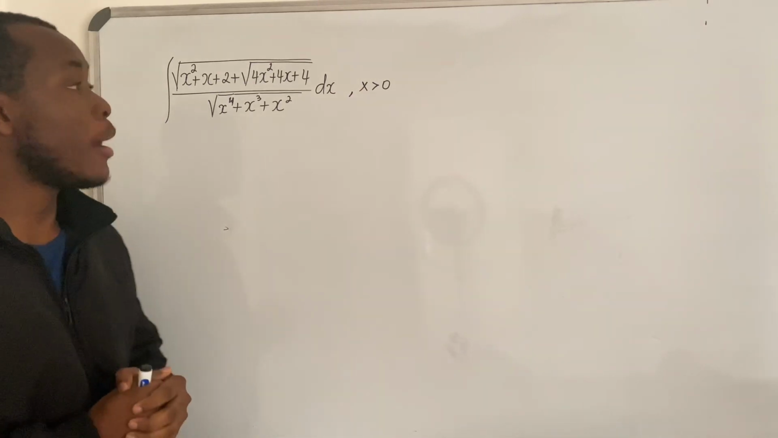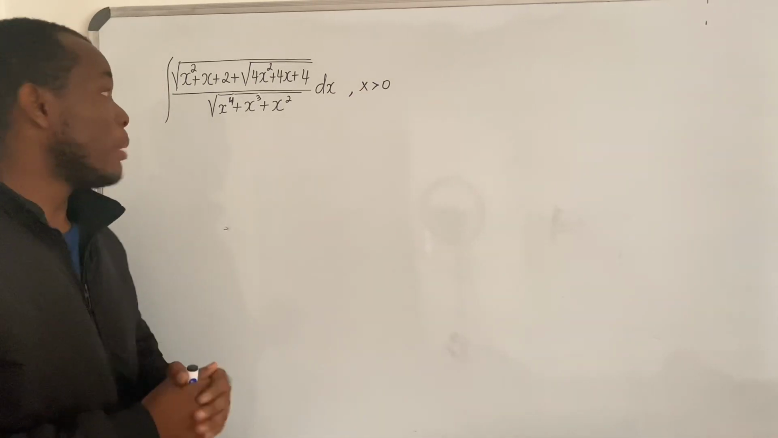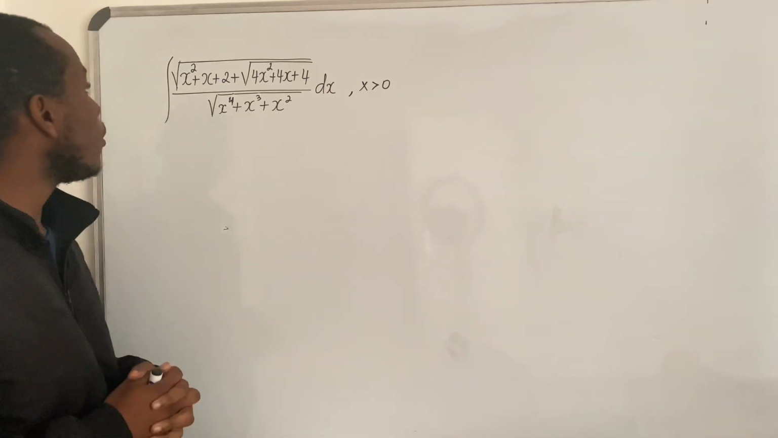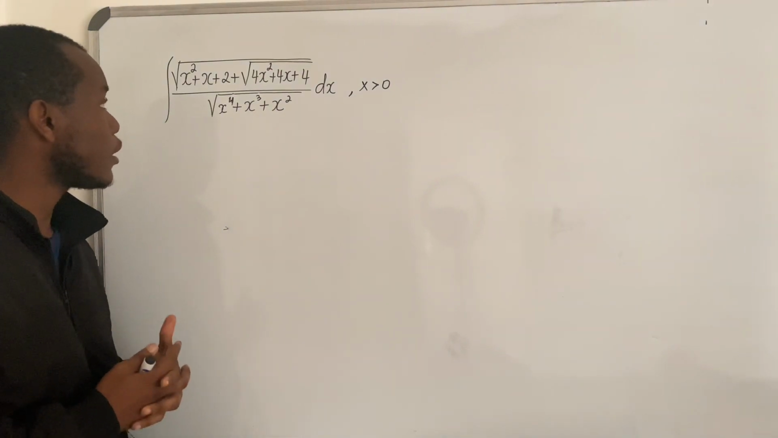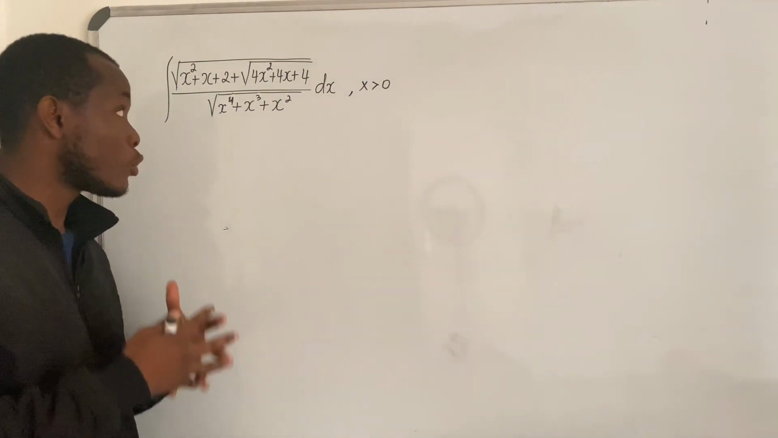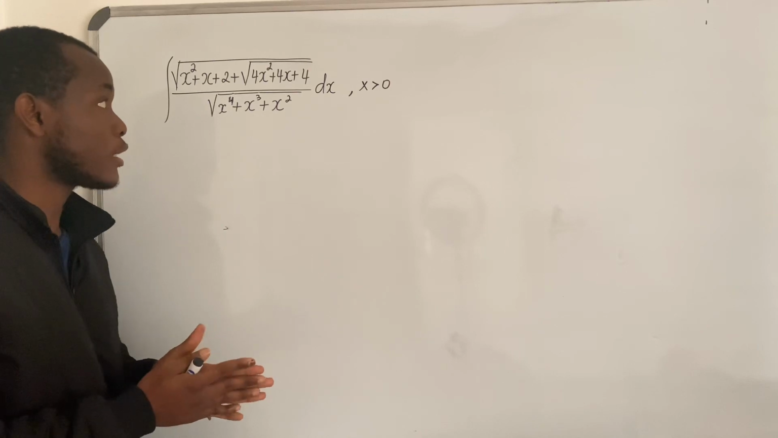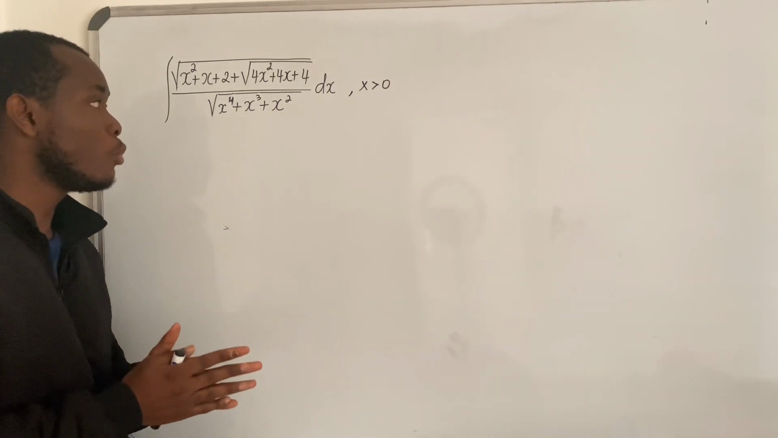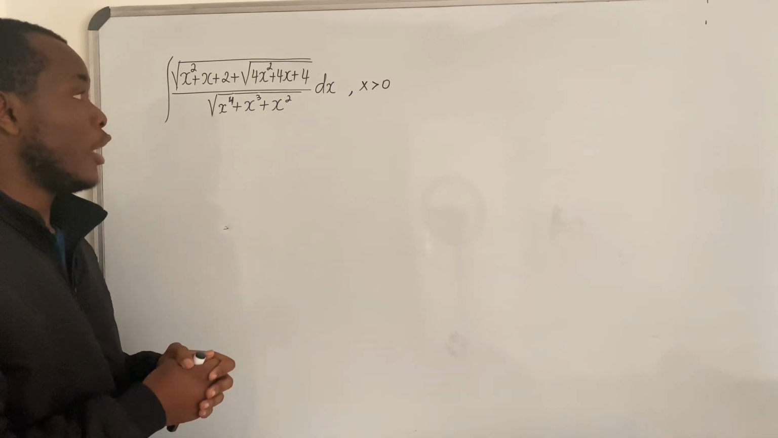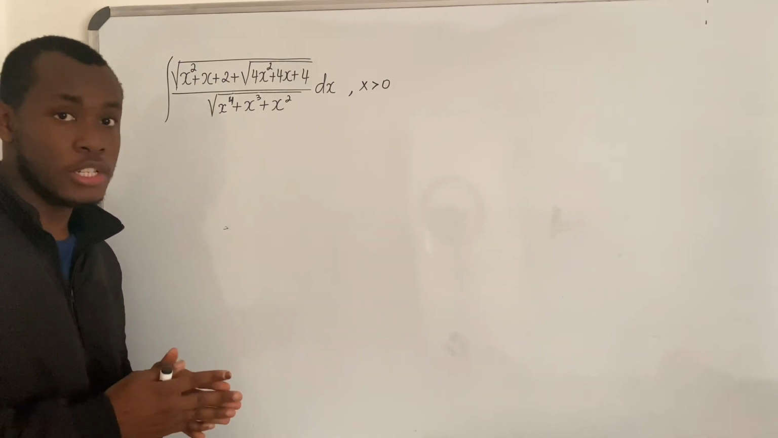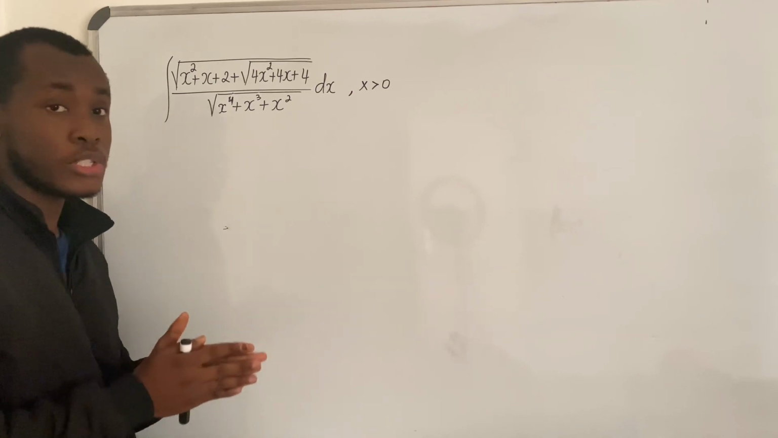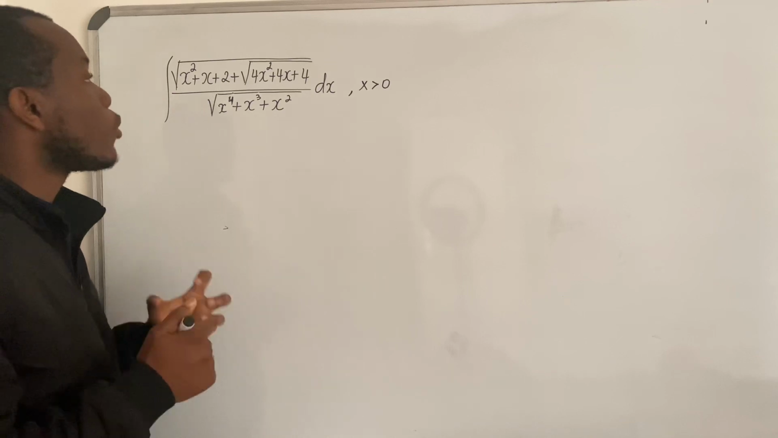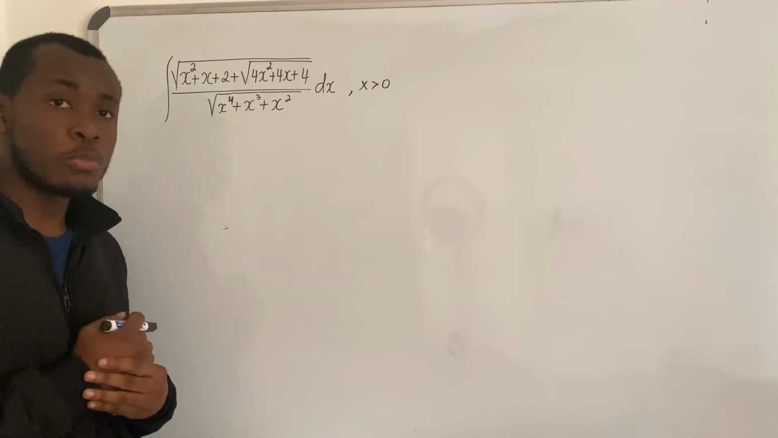Today we have this powerful integral to solve. But if you're watching this video, that won't be difficult for you anymore. We have the integral of the square root of x squared plus x plus 2, plus the square root of 4x squared plus 4x plus 4, over the square root of x to the power 4 plus x cubed plus x squared. And we have a condition given that x is a positive number, or in other words, x is a number greater than 0. Okay, so what is the approach that we're going to be applying in this problem?